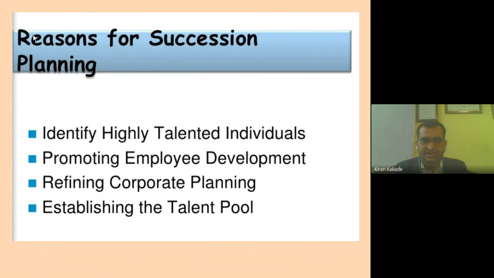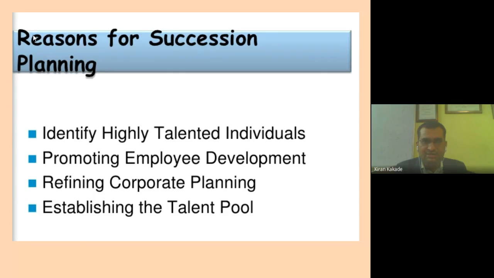Third part is refining corporate planning. Okay, business plan and corporate plan. I think most of the time I have explained to you the difference between these two parts. Corporate planning is nothing but the broad planning. Business plan is the niche planning that is particular and specific to that business.